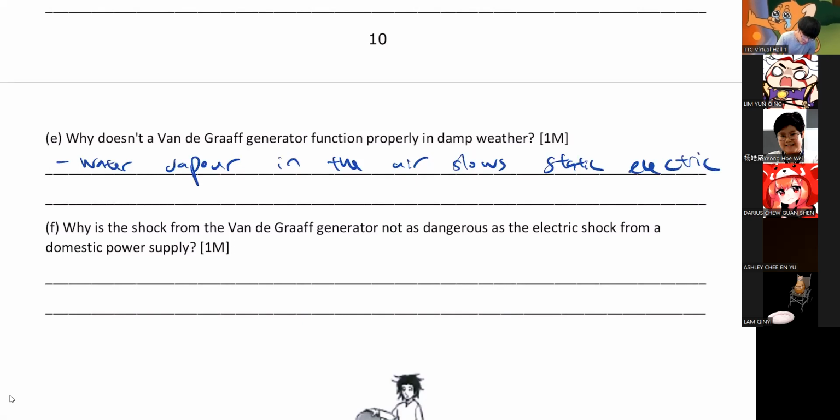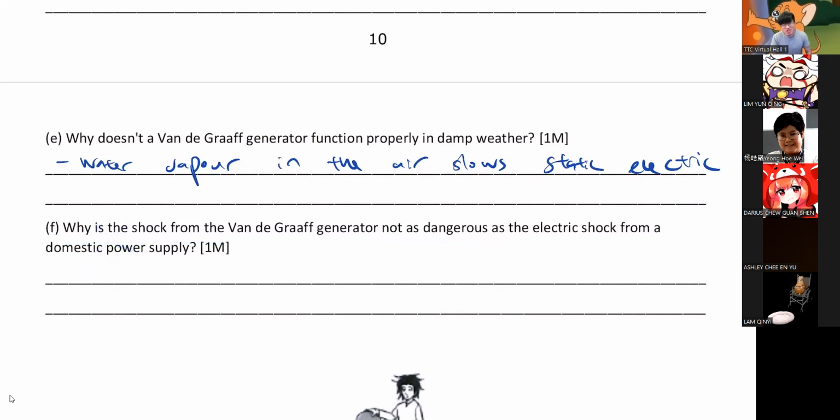Okay, it slows static electricity, because water vapor is an insulator, so the charge cannot jump and the thing kind of slows down. Okay, so FYI, the shock from a static generator is not as dangerous as a shock from a domestic power supply. I'll talk about this later.